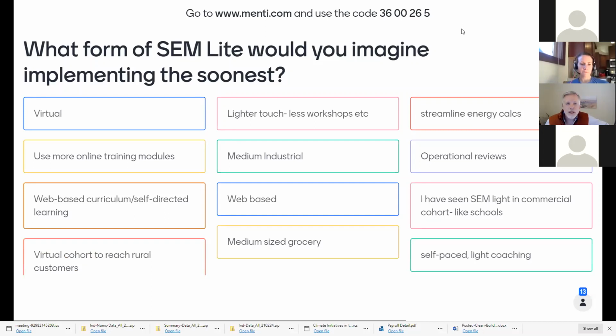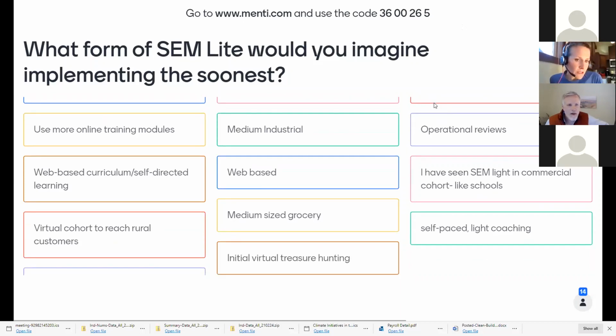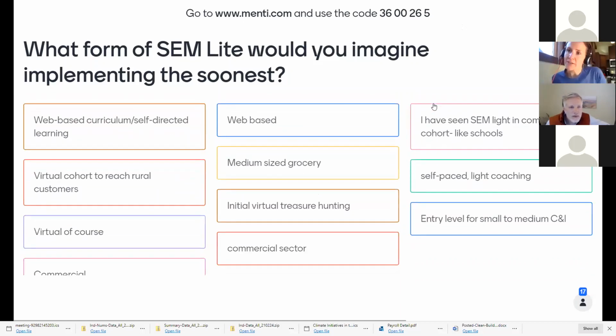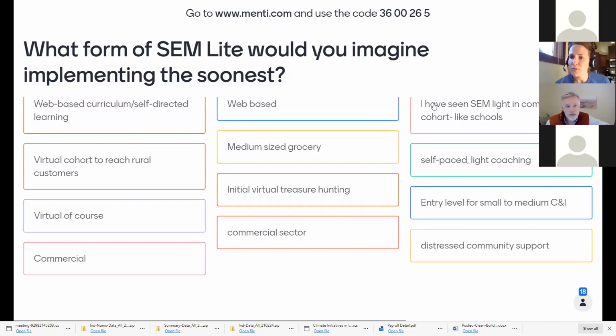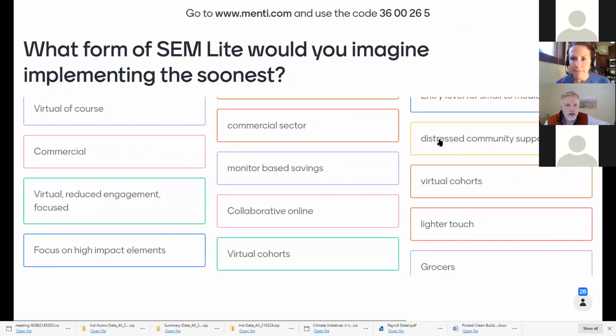But let's see, yeah, lighter touch, more online training modules. The virtual cohorts to reach more rural customers is definitely something that Energy Trust has seen a benefit of moving from COVID, being able to be more flexible, bringing the same types of organizations across the state together, which has been really fun. That's a great call, Wendy. Oregon, like virtually every state, has some big population centers and some big widespread geographies. And so using these approaches can be a great way to connect with those people.